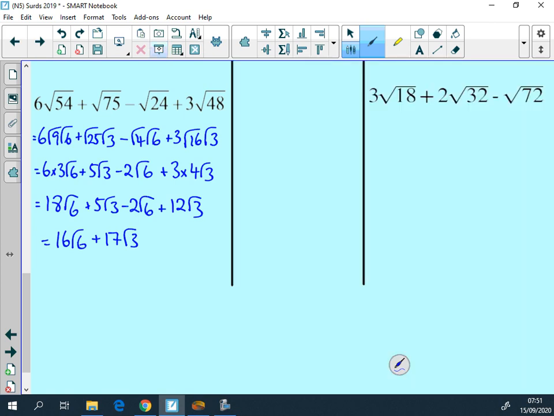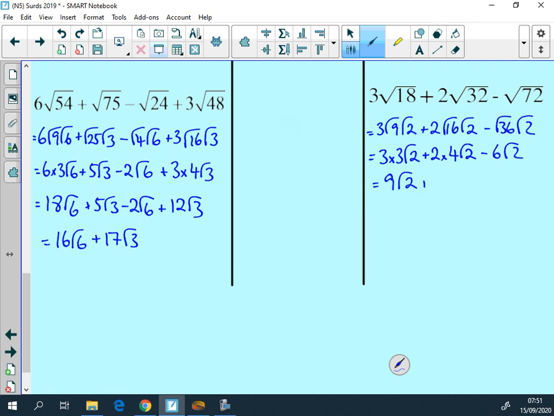Pause the video, take as long as you need to work through it, then press play to see how you get on. So root 18 is going to be root 9, root 2, add 2 lots. Now root 32 will be root 16, root 2, and 72 will be root 36, root 2. Now, square root of 9 is 3, so it'll be 3 times 3, root 2. Add 2 times my root 16 is 4, root 2, take away 6 root 2. So I'm going to have 9 lots of root 2, add 8 lots of root 2, take away 6 lots of root 2. So 9 add 8, that's going to give me 17. Take away 6 is going to give me 11 lots of root 2.